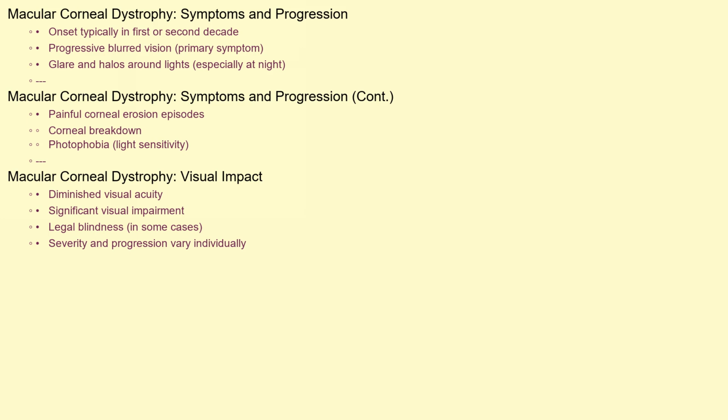The signs and symptoms of macular corneal dystrophy typically begin to manifest in the first or second decade of life, although some individuals may experience earlier or later onset. The most prominent symptom is progressive blurred vision, which gradually worsens over time as the corneal clouding increases. Patients may also experience glare and halos surrounding lights, especially at night. Painful episodes of corneal erosion, where the outer layer of the cornea breaks down, can occur, causing significant discomfort and sensitivity to light, also known as photophobia. As the disease progresses, visual acuity diminishes, eventually leading to significant visual impairment and, in some cases, legal blindness. The severity and rate of progression can vary among individuals.